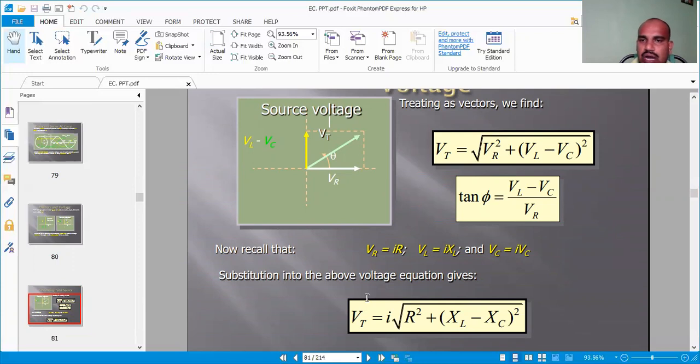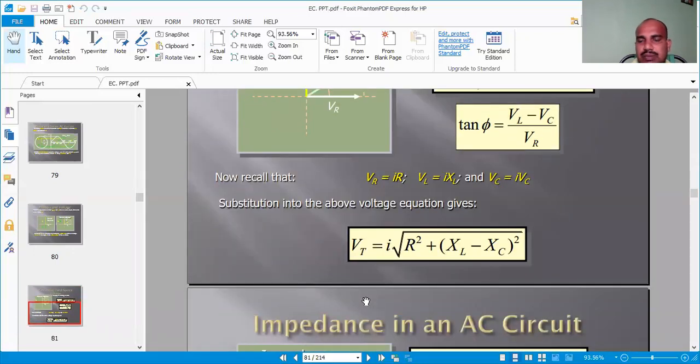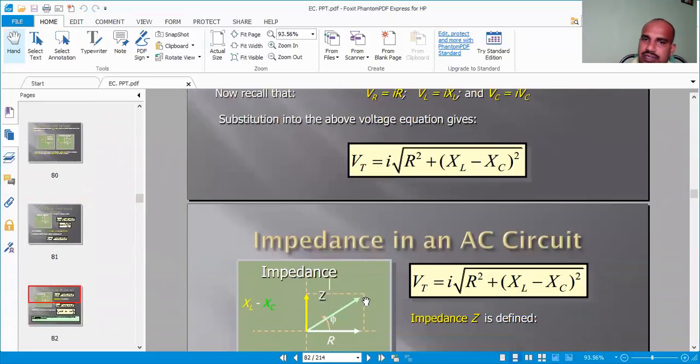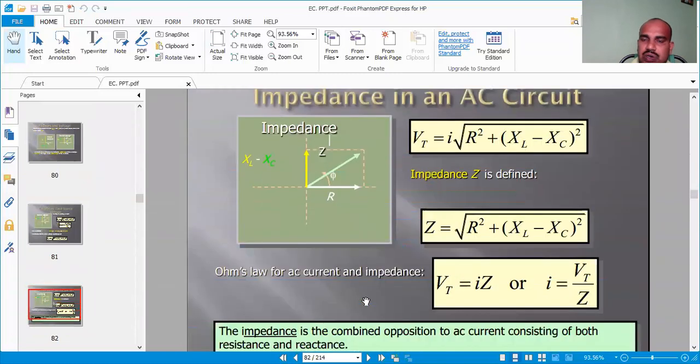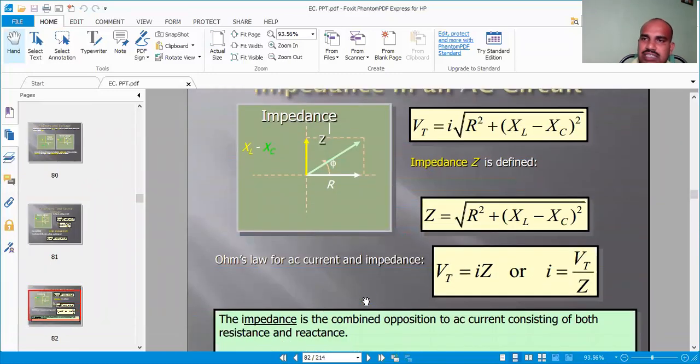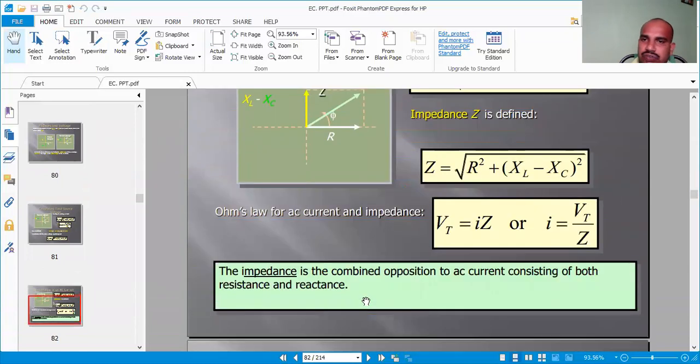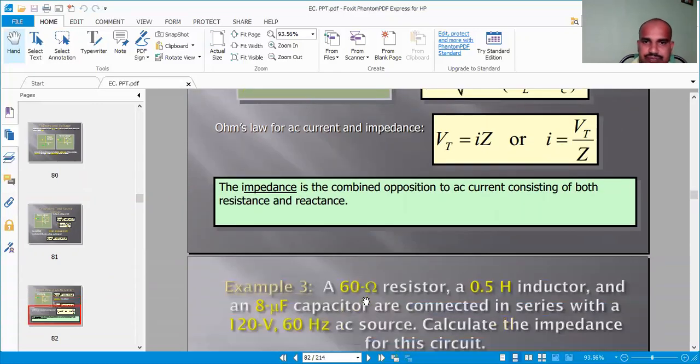Z equals the square root of R squared plus XL minus XC whole squared. So I equals V by Z. The impedance is the combined opposition to AC current, consisting of both resistance and reactance. The reactance is inductive reactance and capacitive reactance.